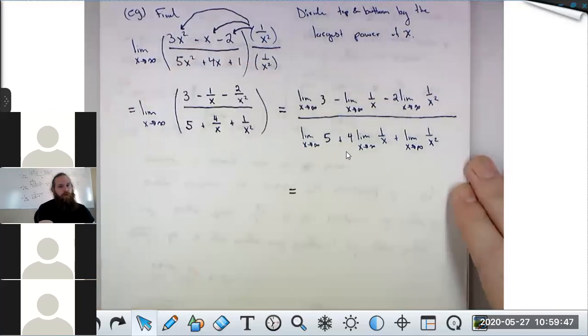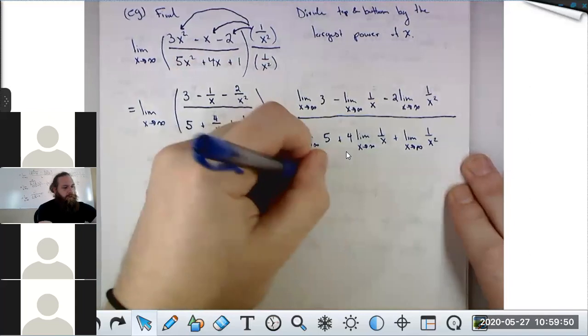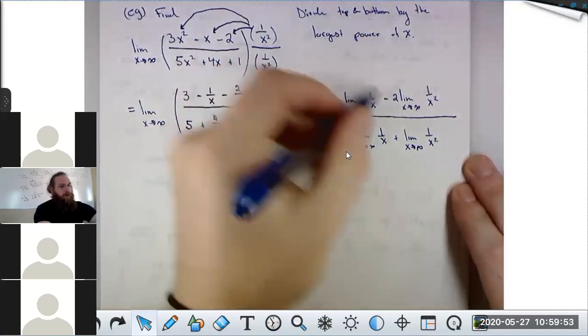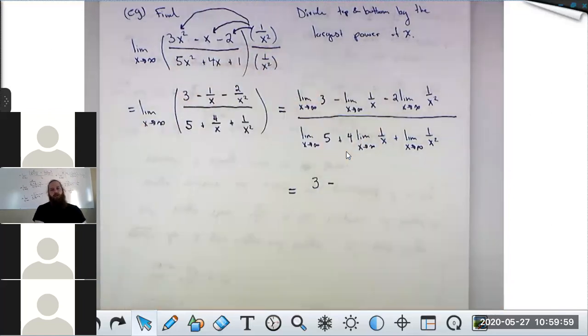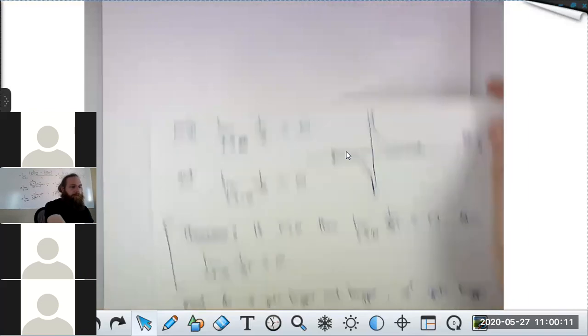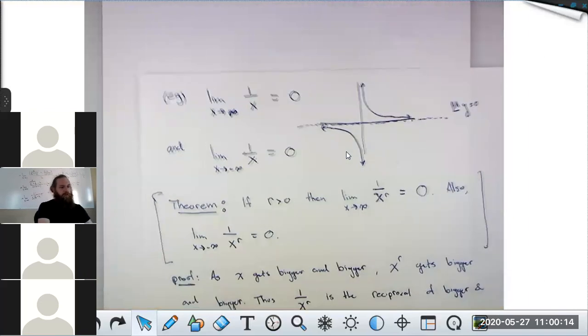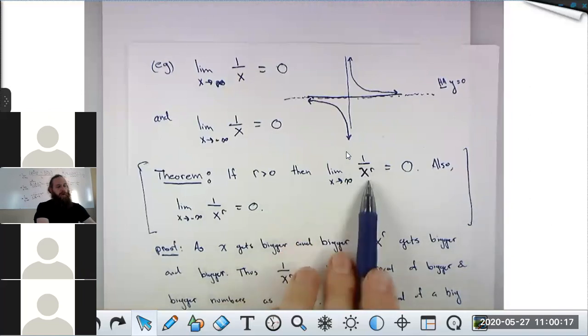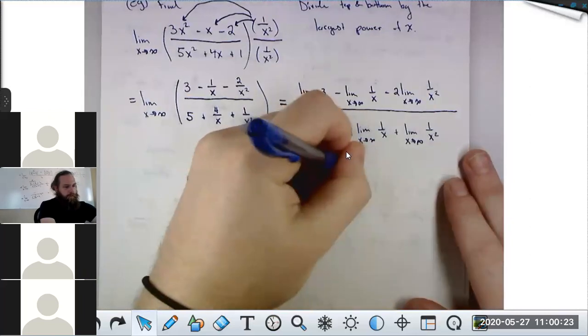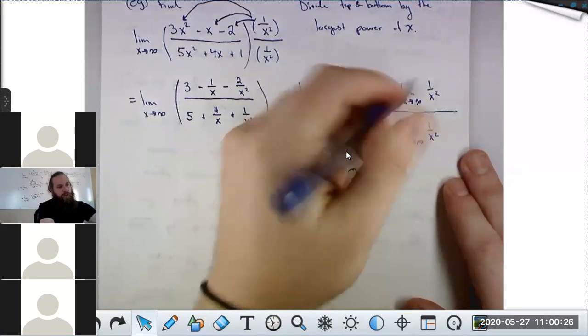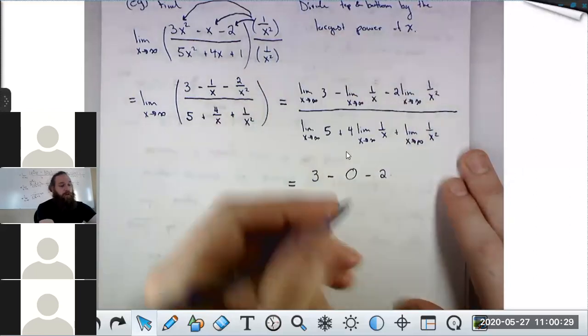Three is a constant function. The limit as x goes to infinity of 3 is 3 minus, what is this limit? What is the limit as x goes to infinity of 1 over x? 0, right? That was the first example we did. The limit as x goes to infinity of 1 over x is 0. In fact, the limit as x goes to infinity of 1 over any positive power of x is 0. Then we have minus 2 times the limit as x goes to infinity of 1 over x squared. That's also 0 by our theorem.